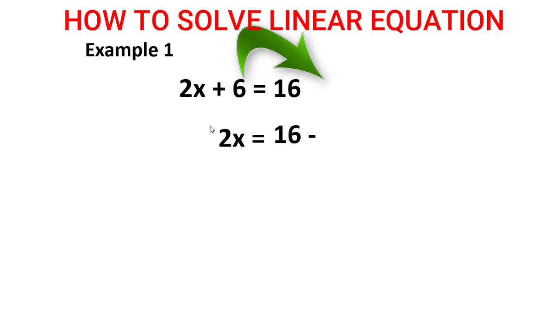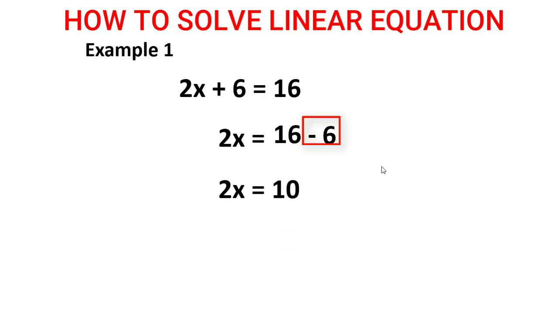2x equals 16 minus 6. Now, why is this so? The constant here is positive. If it moves to the other side, it becomes negative. Let's continue. Then you have 2x equals 10.